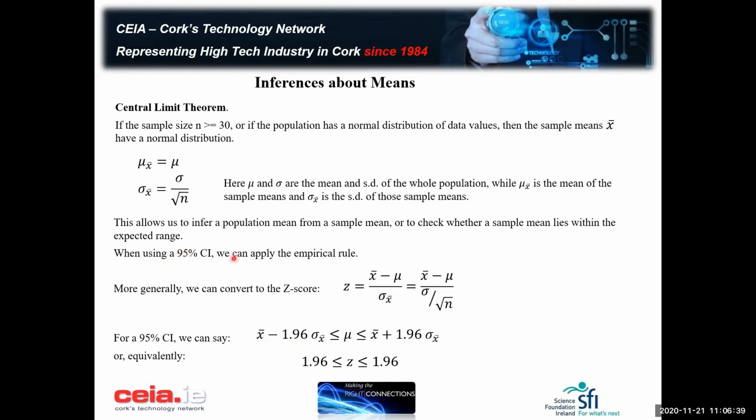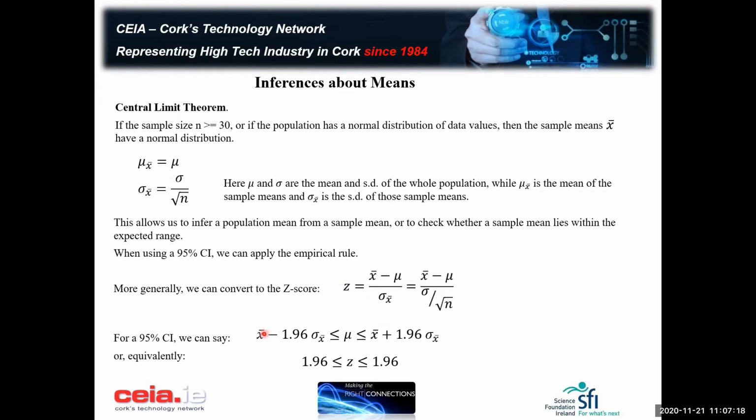More generally, if you're not using a 95% confidence interval, we need to go to this z-score, where you go to z for the standard normal, transforming from x to z. In this case, you're not dealing with x, you're dealing with the x bars. And the sigma that you use is the sigma x bar that you've worked out from here. Otherwise, though, it's the same procedure as for using the ordinary normal distribution.